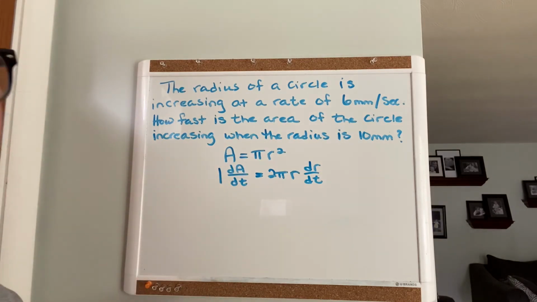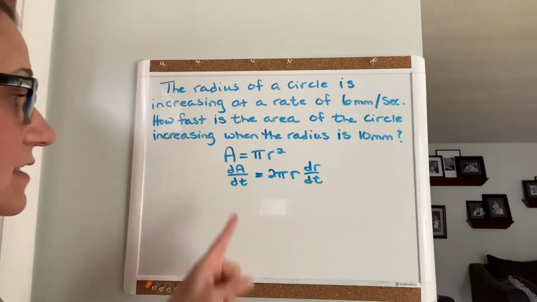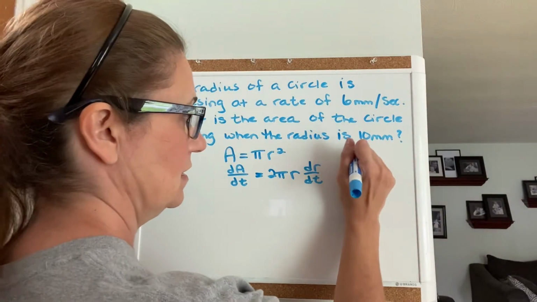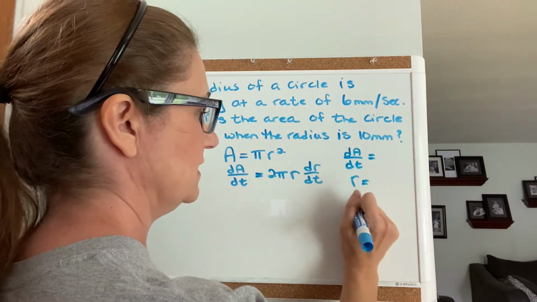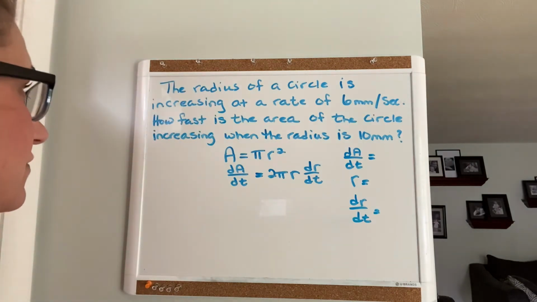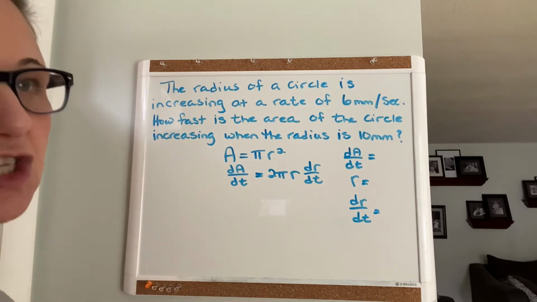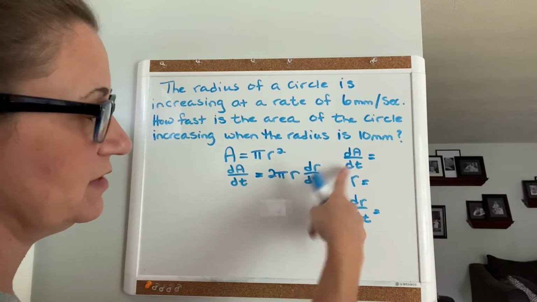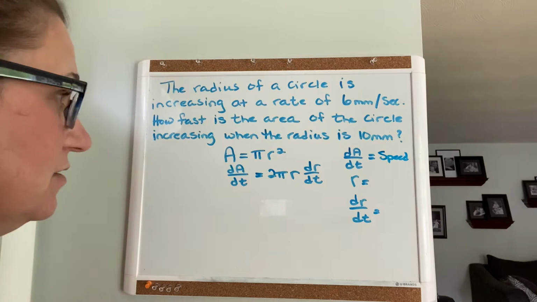And just like I did in the last example, I'm going to get rid of this one. We don't really need it there. All right, so we have 1, 2, 3 variables in this formula. So let's list them: dA/dt, r, and dr/dt. Let's figure out what we know and what we're solving for. It says, how fast is the area of the circle increasing? So we want the rate of change of the area with respect to time. So dA/dt, the rate of change of the area with respect to time, that's what we're finding. That's our unknown.